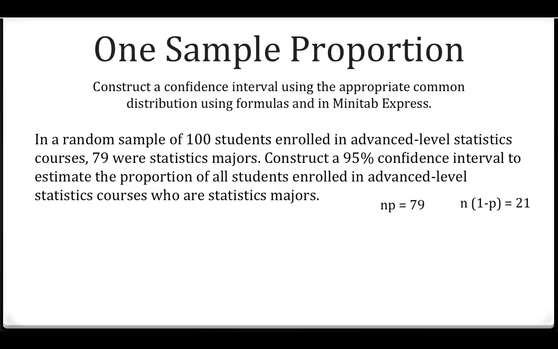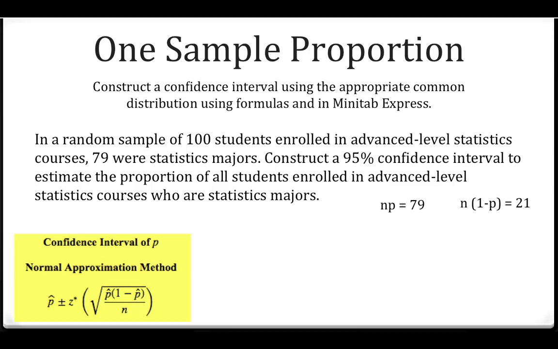N times 1 minus p, or the number of failures, would be 100 minus 79, which is 21. Both of these values are greater than or equal to 10, so we can use the normal approximation method. Here's our formula. P hat is going to be 79 over 100. This is our sample proportion, which equals 0.79.